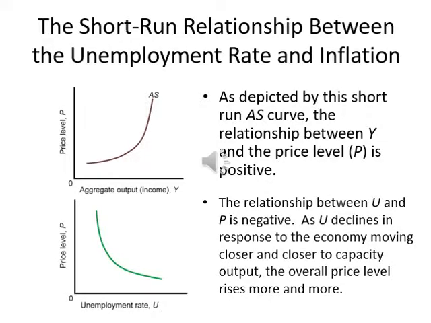2. The relationship between U and P is negative. As U declines in response to the economy moving closer and closer to capacity output, the overall price level rises more and more.